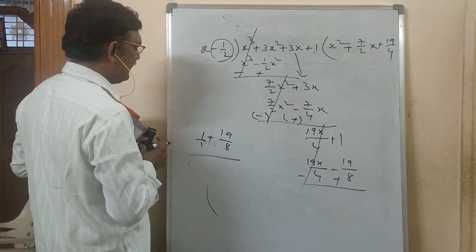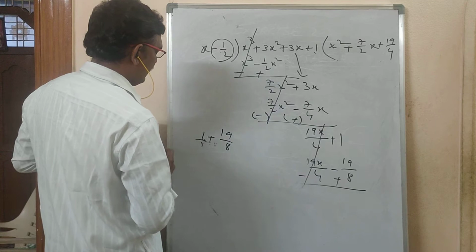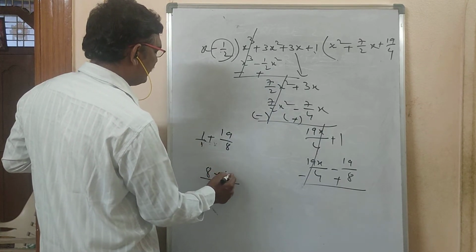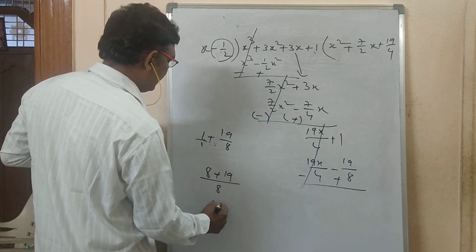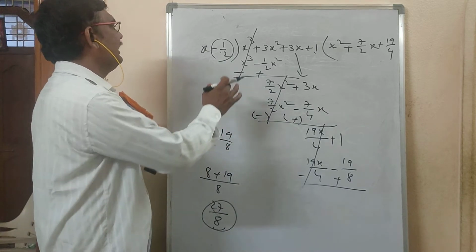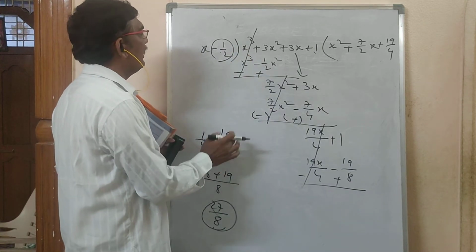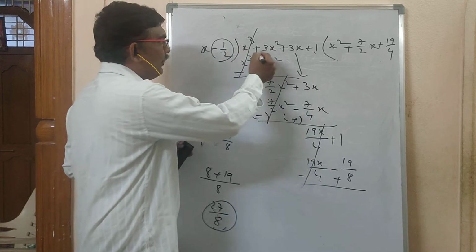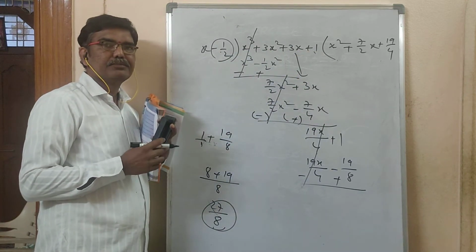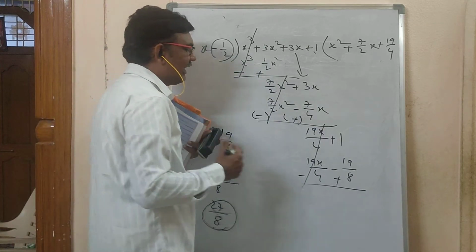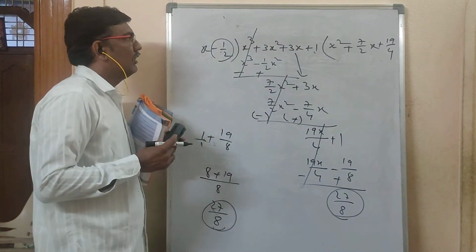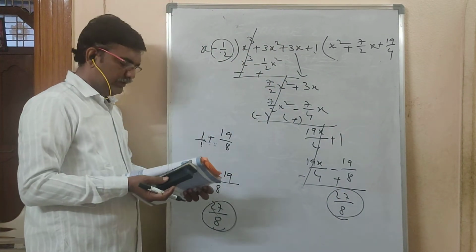1 means 1 by 1. LCM you have to take here. 8 is the LCM here. 1, how many times will it go? 8 times. And 19 plus 8 is 27 by 8. Exactly, in place of x if you substitute 1 by 2 and do the entire calculation, previously I got 27 by 8 only. Now by doing division also I got the remainder as 27 by 8. So this is the problem which you have to do.